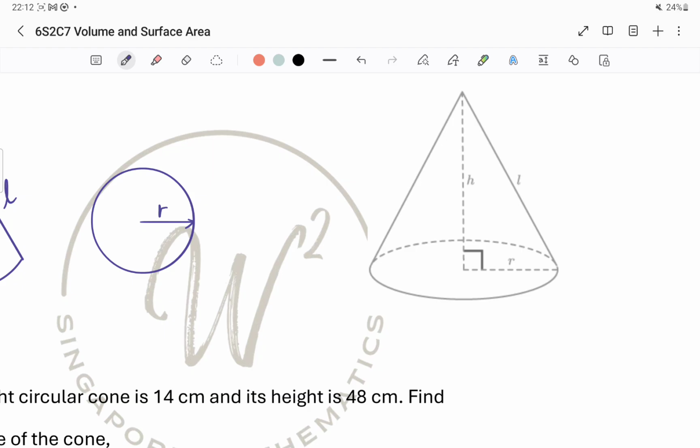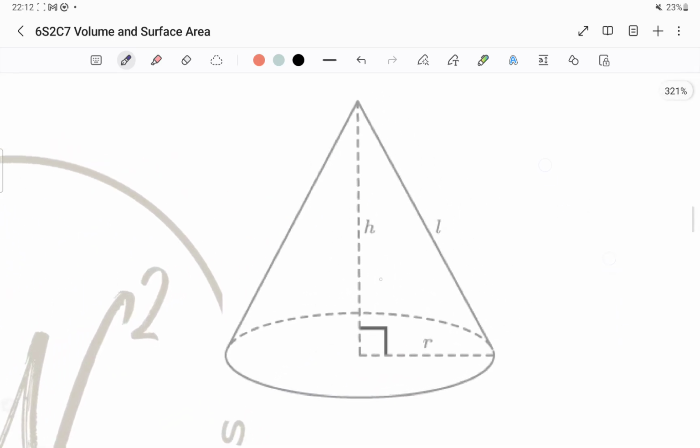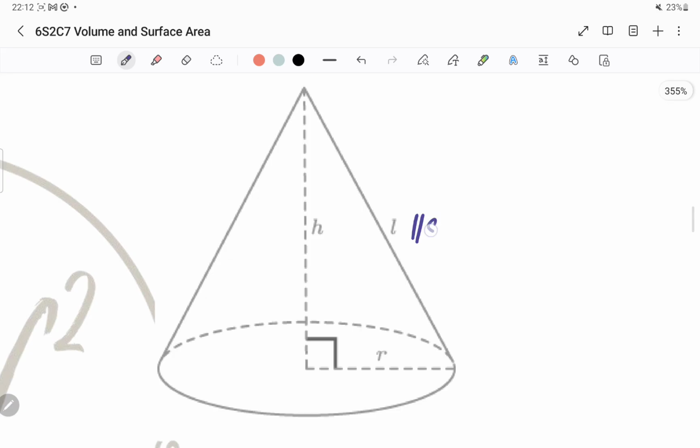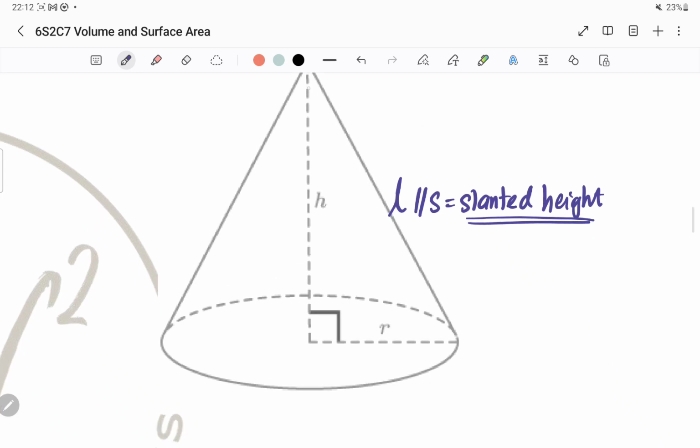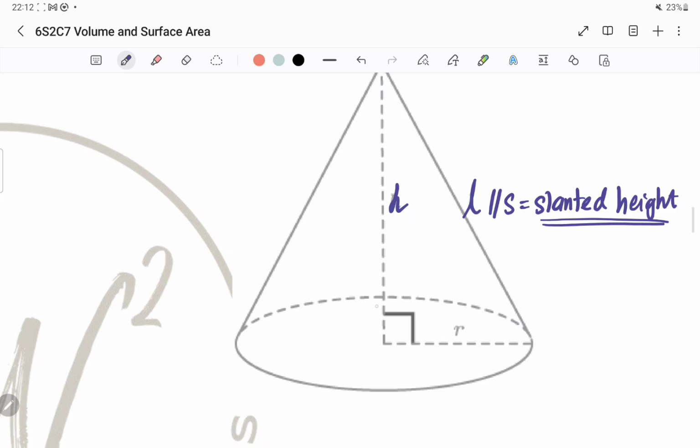You need to be careful what is the difference between H and L. Sometimes in certain books they might call this S, because they want to remember that this is known as the slanted height. So it's up to you how you want to remember. Some will choose to put L, but some will choose to put S. Remember, when we say slanted height, it is always referring to the one that is outside. The H here is called the perpendicular height. When we are referring to height, we are referring to this perpendicular height.